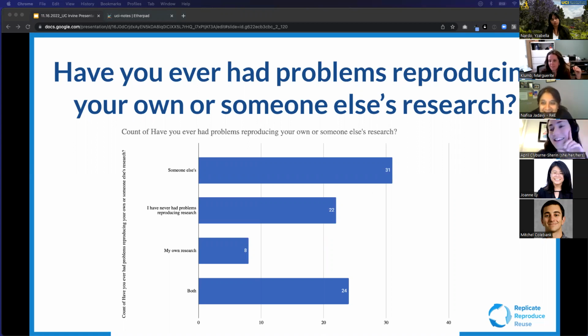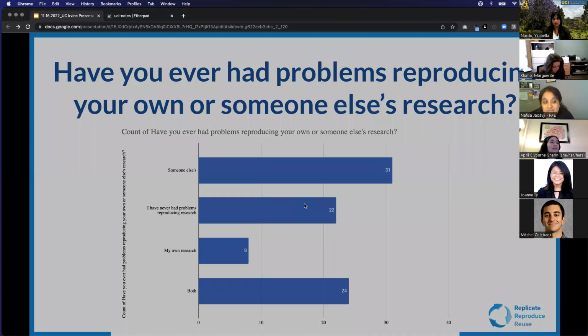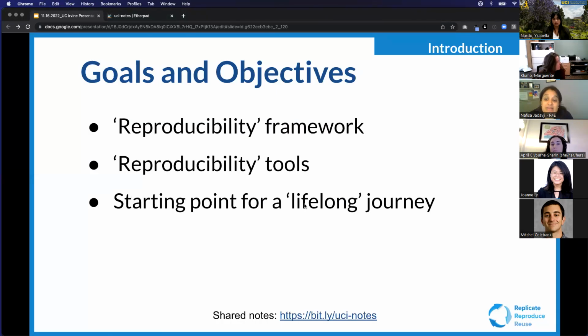So when I summarized this, I had a hard time making this a bar chart that actually reflected the survey. So my apologies, but "both" means that the person has had a hard time reproducing their own research and someone else's research. Thank you. So it appears that some people attending this workshop have had problems reproducing others' or their own research.